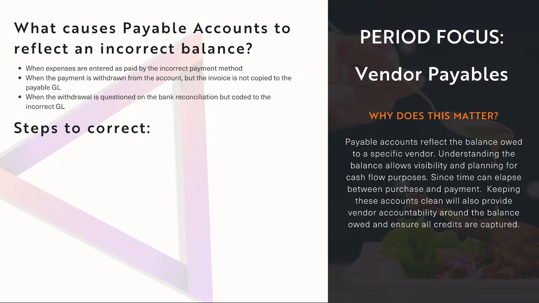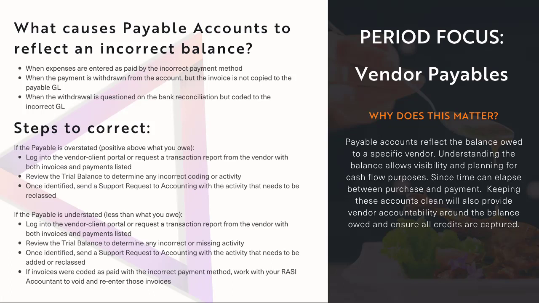If you do find an error with the payable account, you should first understand what you truly owe the vendor. Log into the vendor portal or contact the vendor and get a list of both invoices paid and invoices outstanding. If the account balance is positive above what you owe, review the trial balance to identify any incorrect coding, and once identified, reach out to the accountant to reclass any incorrect activity. If the balance is less than what you owe, then you'll review the trial balance to identify the incorrect activity, have your accountant adjust the incorrect activity, and if any invoices were coded as paid with the incorrect payment method, you would need to work with your accountant to void and re-record those entries.